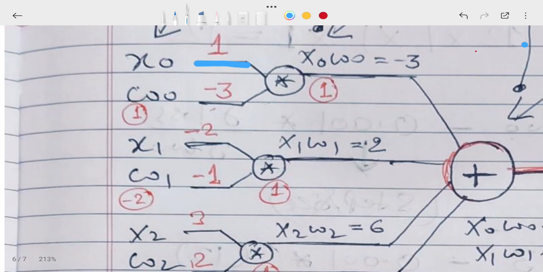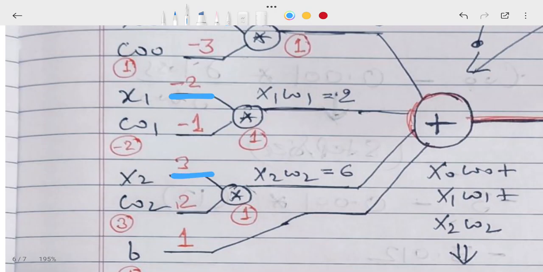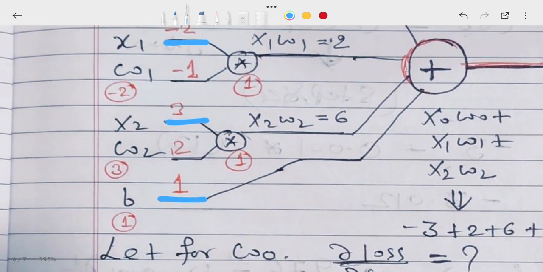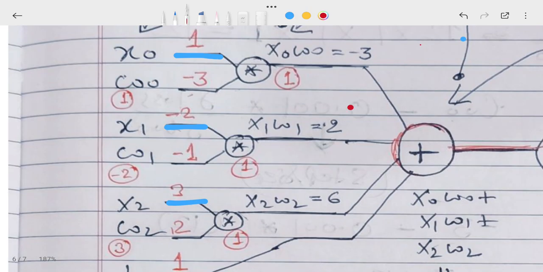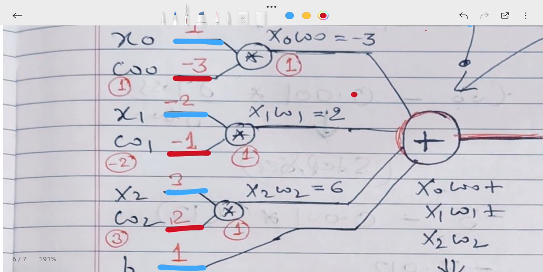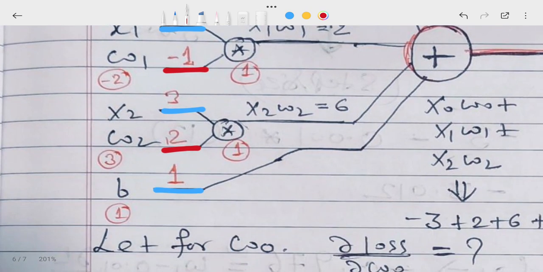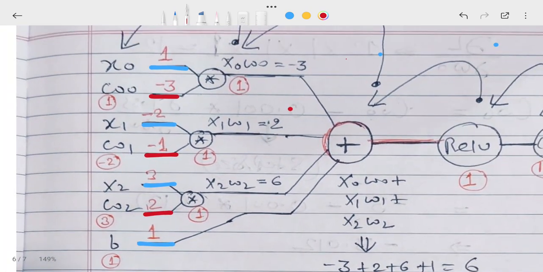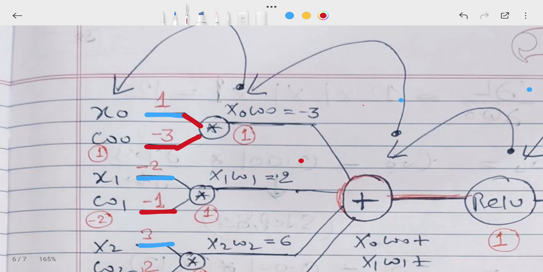In this question, my x0 input is 1, x1 input is -2, x2 input is 3, and my bias is 1. For these inputs my weights are w0, w1 and w2. So w0 is equal to -3, w1 is equal to -1, and w2 is equal to 2. If you multiply 1 and -3, you can see x0 w0 is equal to -3.